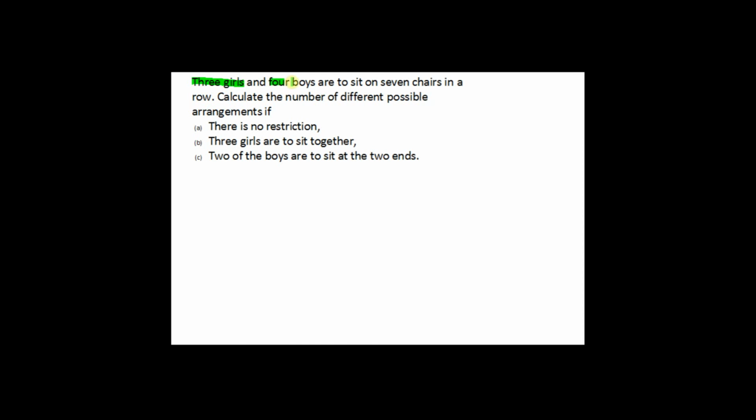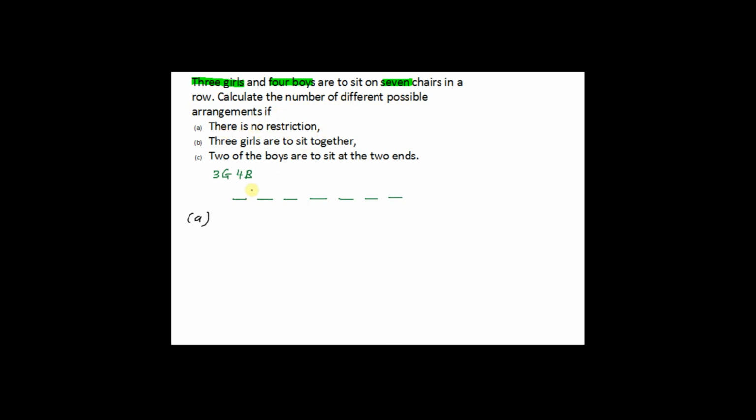3 girls and 4 boys are to sit on 7 chairs in a row. So now I have 3 girls, 4 boys, and I have 7 chairs. 1, 2, 3, 4, 5, 6, 7. So for part A, I have to find the number of different possible arrangements if there is no restriction.